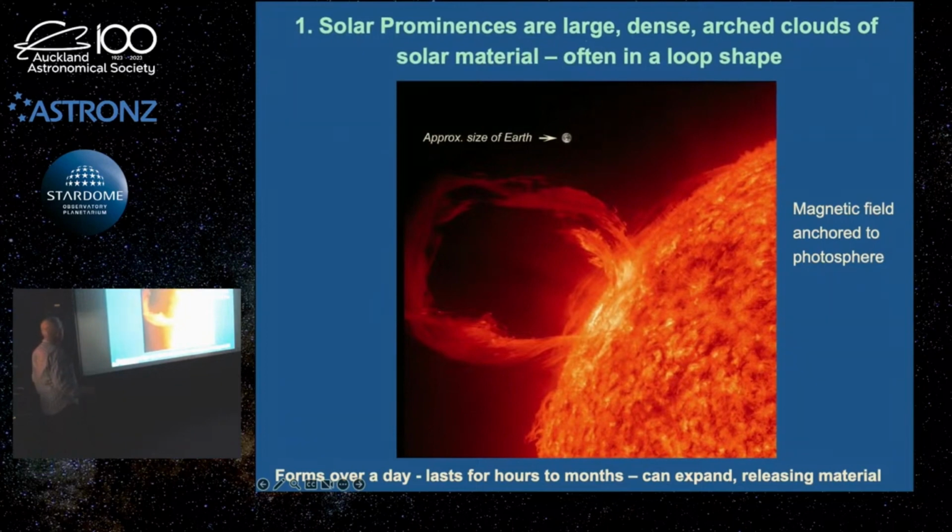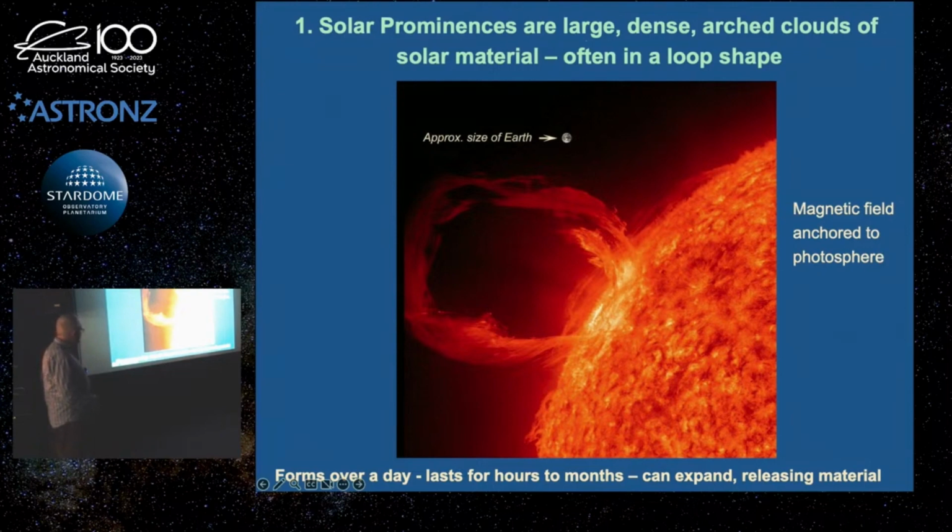Now, solar prominences are essentially big arched loops of hot plasma, clouds of hot plasma rising up. There'll be big loops in there of magnetic field lines, and the charged particles of the plasma are following those field lines. You'll see there how the magnetic fields are anchored to the photosphere. They form over a few hours to a day. They can last for hours and up to months.